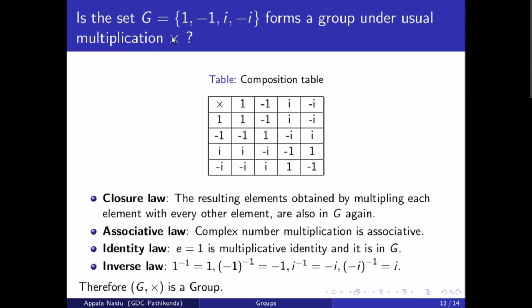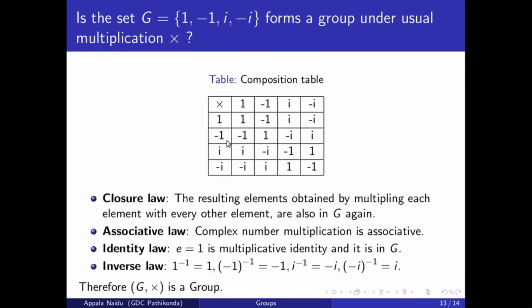For checking that, we form a table. In the first row we put the elements of the set: 1, minus 1, i, minus i. In the first column also 1, minus 1, i, minus i. Now we multiply these elements and put the result here. So 1 into 1 is 1, 1 into minus 1 is minus 1, 1 into i is i, 1 into minus i is minus i.